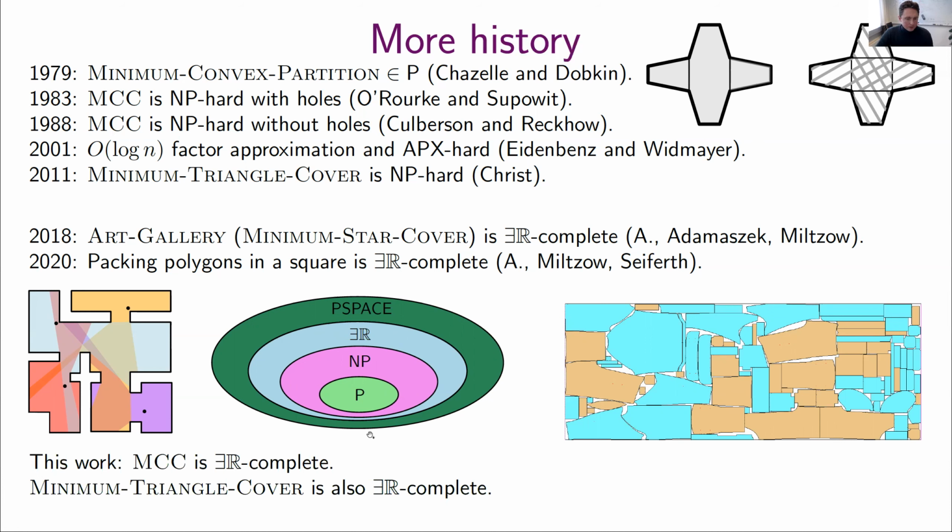And in this new paper, I prove that the minimum convex cover problem is also complete for the existential theory of the reals, also the triangle cover problem. And the reason I include these 2 papers here in the history is that I will use techniques from both of these papers to prove that.